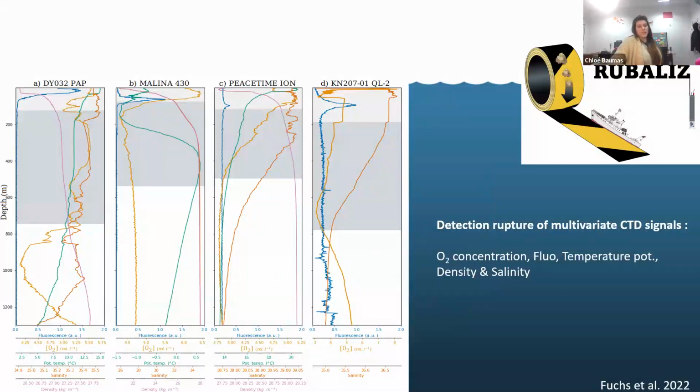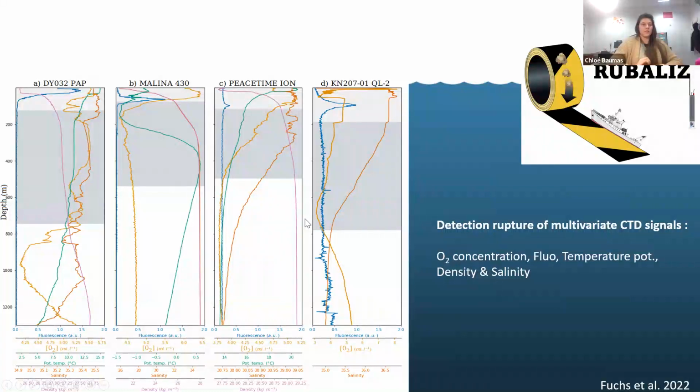So here you can see 4 examples of our method results. The first one is at the PAP site in the North Atlantic, the second in the Arctic, this one in the Mediterranean Sea, and the last one in the South Pacific. The gray area is the zone delimited by our method. By the way, we call the method Rubalis.